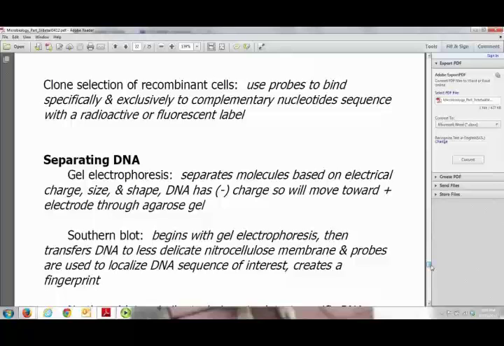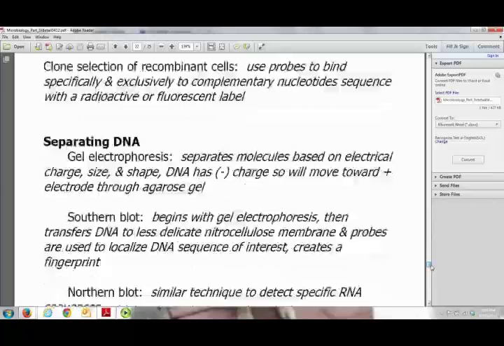So for clone selection of the recombinant cells, you're going to use probes to bind specifically and exclusively to complementary nucleotide sequences, and you would use a radioactive or fluorescent label. This would allow you to be able to see which cells actually have these sequences you want.